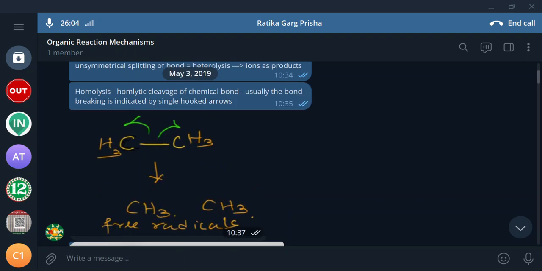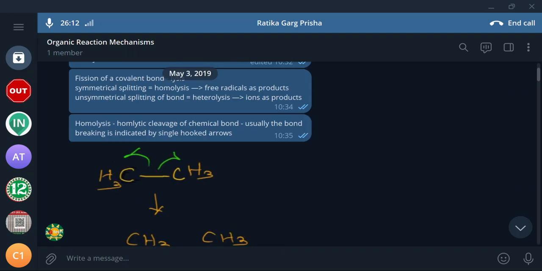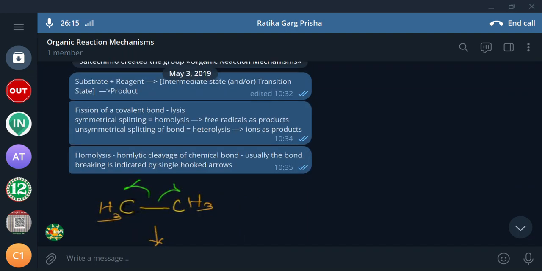So free radicals are nothing but atoms with an odd electron. They are very active. Okay, so very excited, energized, you can say. And similarly, you can have unsymmetrical splitting of a chemical bond also. That is called heterolysis. Here, the ions are the products. Ions are the products means one has lost the electron, another entity has gained the electron. So that is called anion, and the previous one is called cation. So here ions are the products.